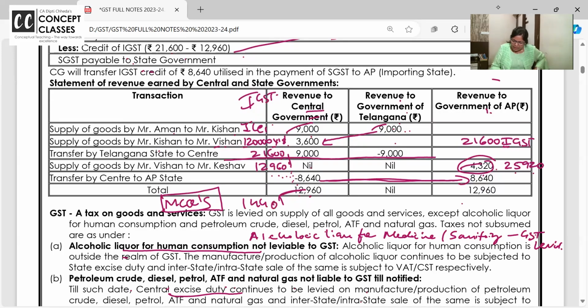1,44,000. उसका 9% करो कितना आ रहा है? 1,44,000 into 9%. 12,960 CGST, 12,960 SGST. This is all done automatically on the GSTN portal, and anytime the governments are getting clearly how much fund is there with the CGST and SGST. This is just how the taxes are.